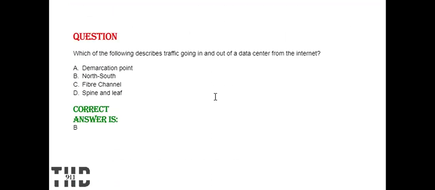Which of the following describes the traffic going in and out of the data center from the internet? Option A, demarcation point. Option B, north-south. Option C, fiber channel. Option D, spine and leaf. The correct answer is option B.